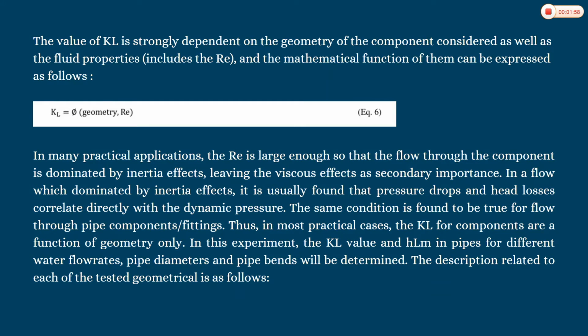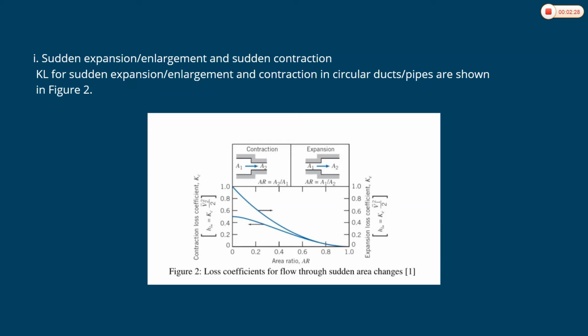Thus, in most practical cases, the loss coefficient associated with minor head loss for components is a function of geometry only. So in this experiment, the KL value and minor head loss in pipes for different water flow rates, pipe diameters and pipe bends will be determined. So the description related to each of the tested geometries is as follows. First, sudden expansion or enlargement and sudden contraction.